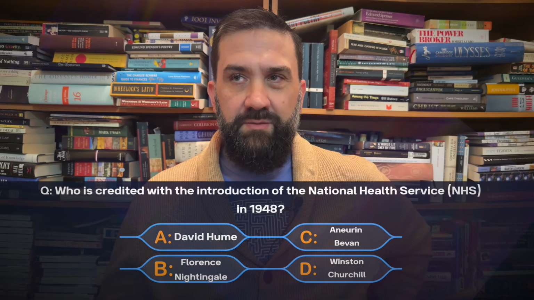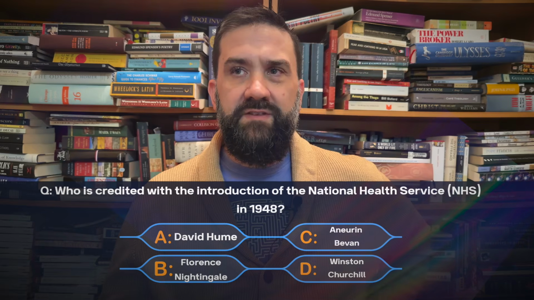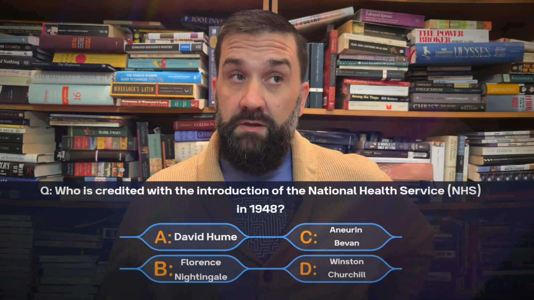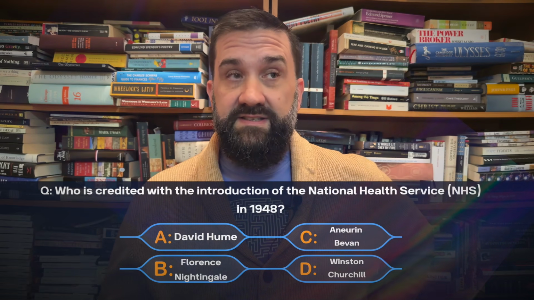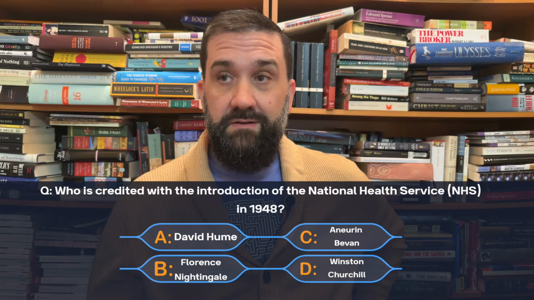Winston Churchill, I believe, lost power after World War II in 1945. I believe that in 1945, Labour came into power, and he was not a member of the Labour Party. So my final guess is going to be C, he whose name I can't pronounce.